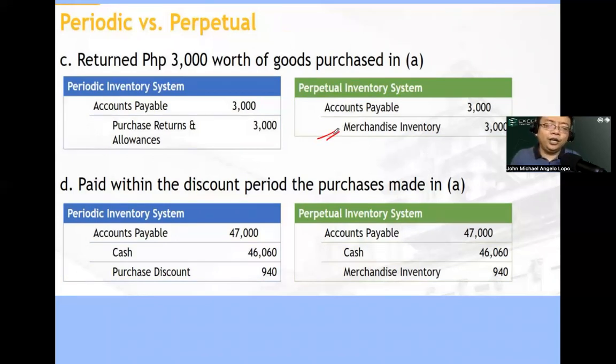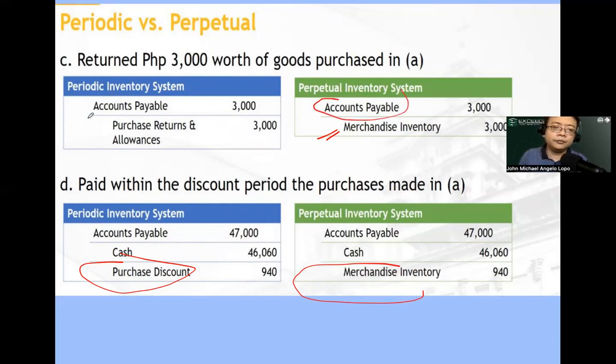Okay? Paid and discount within the purchase. So again, you have purchase discount, your cash, and accounts payable. Accounts payable, cash, and also you have your merchandise inventory. Napakadali class, di ba? Yes, no? Specifically about itong specific account. No? Alright. So, yun kakaiba nila. Sa periodic, specific siya, while perpetual, automatically charged to the inventory.